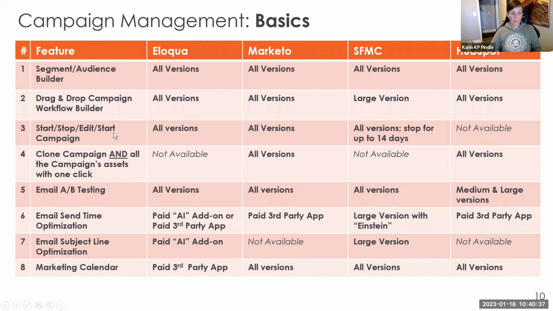The ability, number 3, the ability with a campaign to start it, stop it if you need to make an edit to it, or move people around in that campaign or program. There's different terminology in each of these platforms, like Engagement Studio in Salesforce Marketing Cloud speak. So Marketo and Eloqua, no matter what version you get, you can stop, pause, edit, and restart a campaign, and it'll just pick right up where it's supposed to.